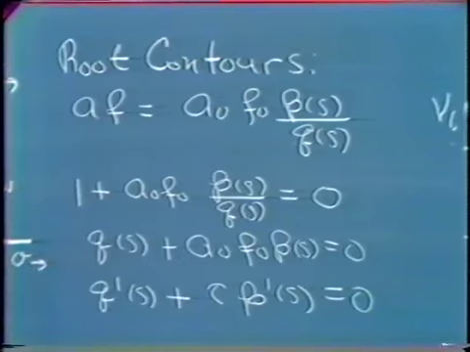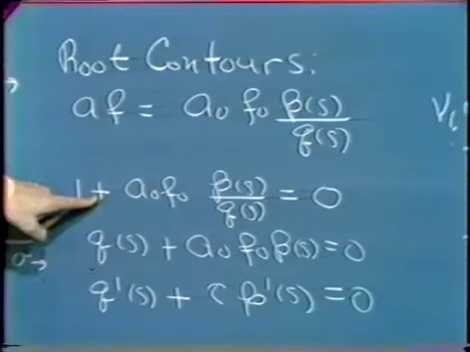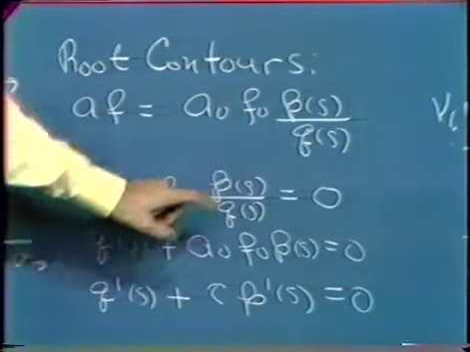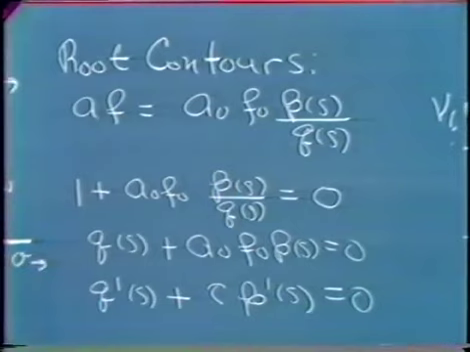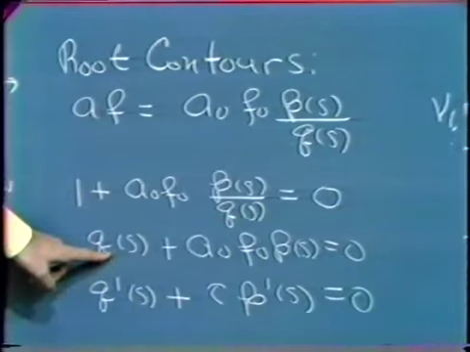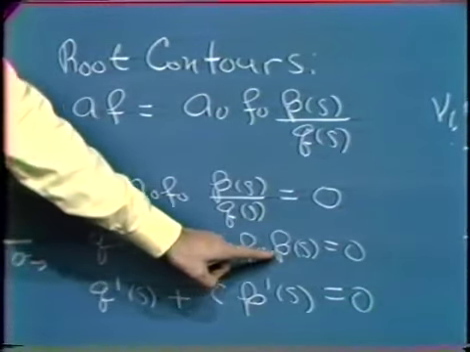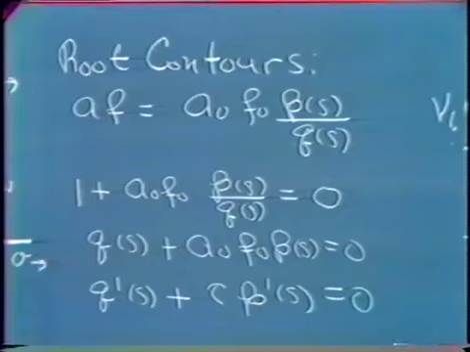And when we construct a root locus diagram, we're simply arguing that 1 minus the loop transmission, which is 1 plus A0, F0 times our ratio of polynomials, is equal to 0. Or correspondingly, the equation that we're solving when we construct a root locus diagram, if we simply multiply through by Q of S, is Q of S plus A0, F0, P of S equals 0.